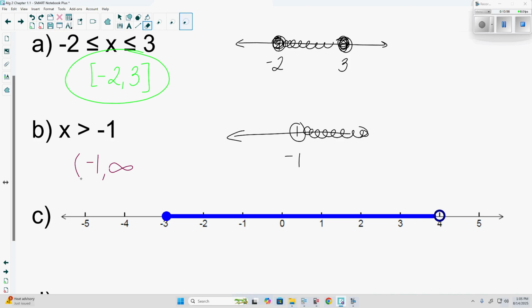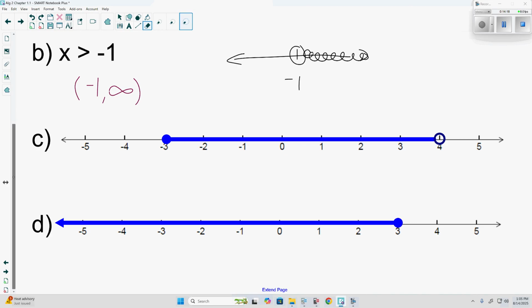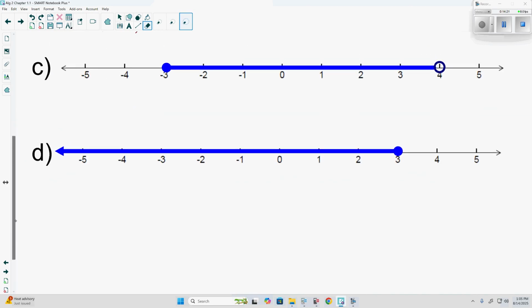Do we put a parenthesis or bracket next to the infinity? Parentheses. Because no matter how hard we try, we can never get to infinity. No matter what we set infinity at, there is always going to be an infinity that is bigger than that infinity. Seems like an odd concept. I will give an example here in a bit that actually shows that. Let's look at the next one.